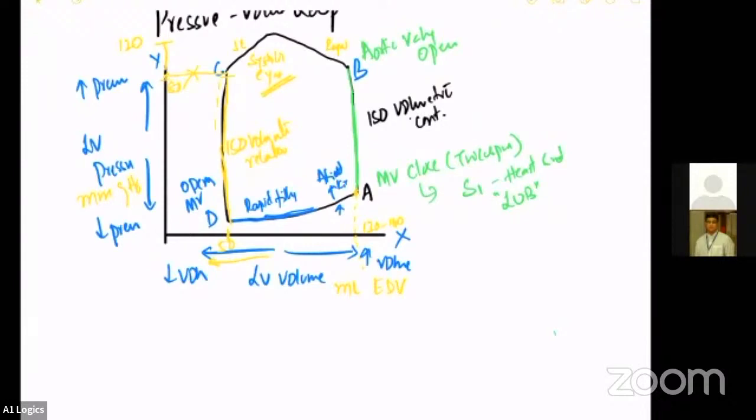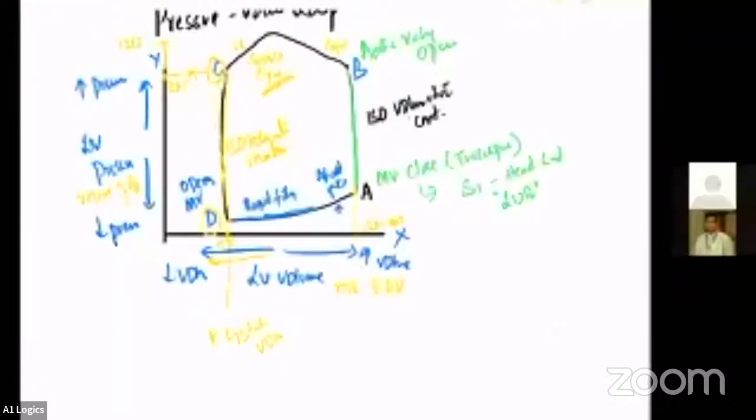The amount of blood in the left ventricle at the end of systole is called end systolic volume. That is here, the end systolic volume. You can take either C as the end systolic volume, it doesn't matter, because only the pressure changes, the volume does not change.